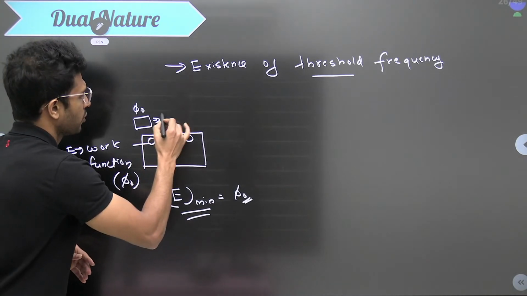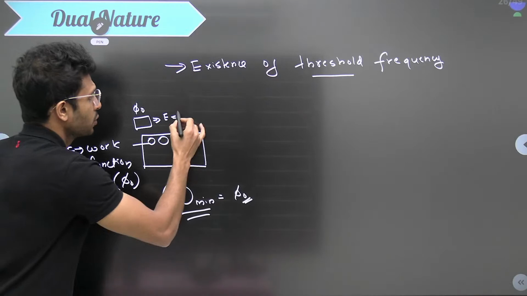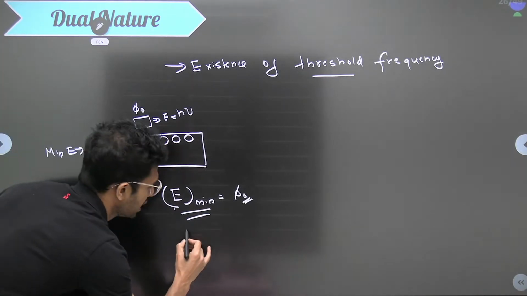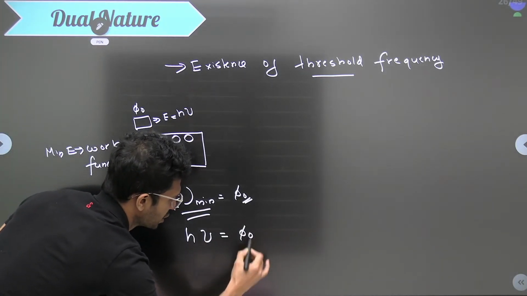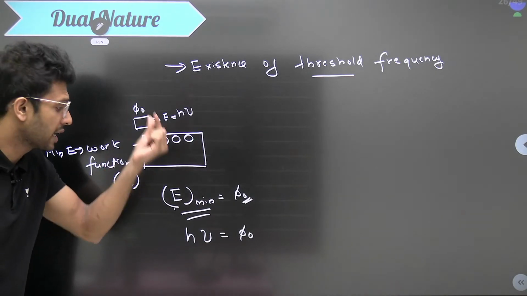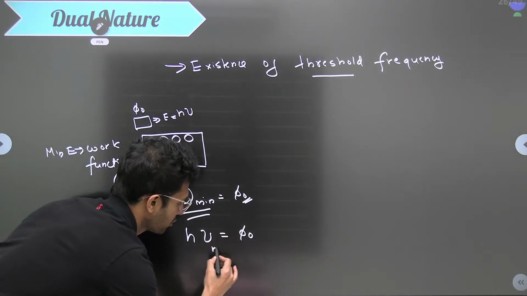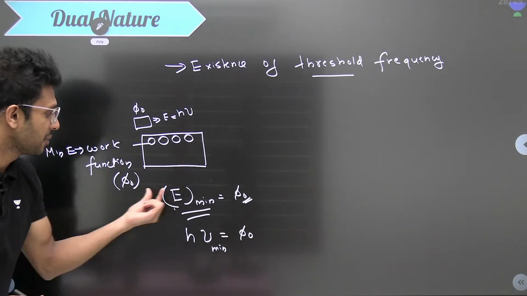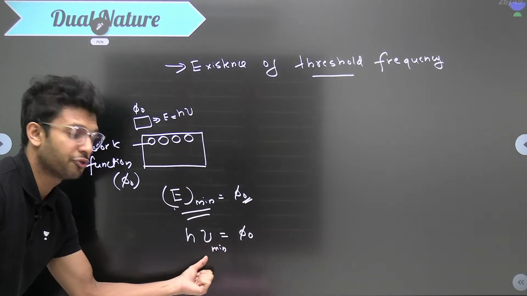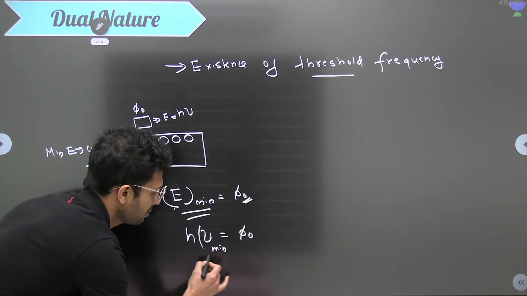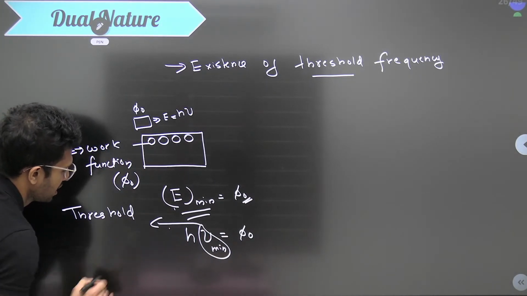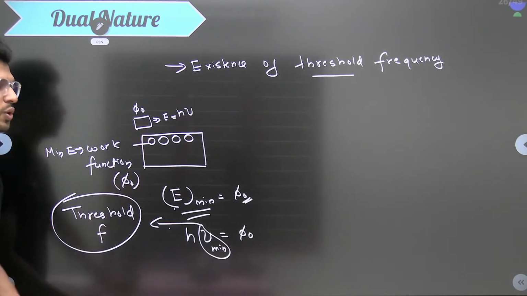Tell me, what is the formula for energy of a photon? Energy is equal to h times nu. So the minimum energy of the photon should be equal to h times nu, that should be equal to phi naught. Okay, so you can see that the minimum energy of the photon is associated with the minimum amount of frequency here, right? Because energy is equal to h nu. For having a minimum energy, there should be a minimum amount of frequency here, and this minimum frequency is called as what? This minimum frequency is called as threshold frequency.